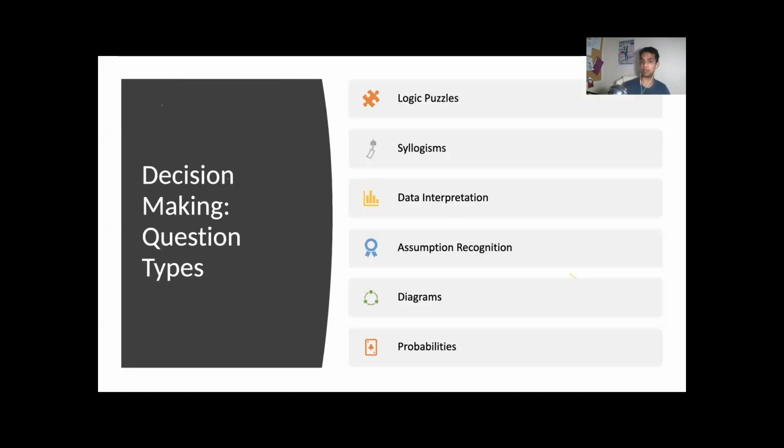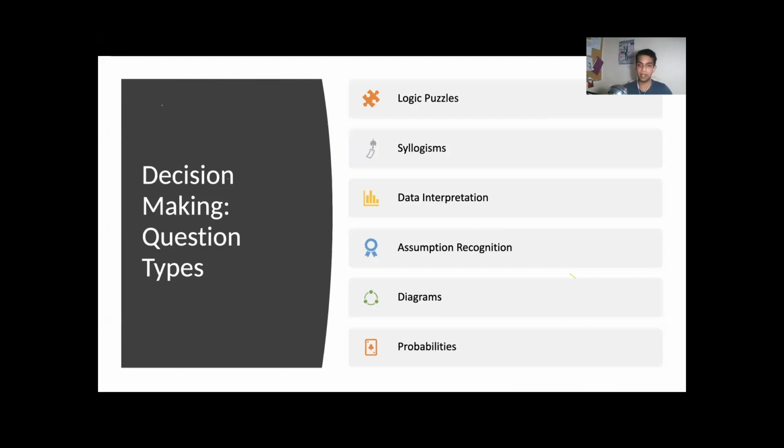Moving on to types. These are the rough types of decision-making questions available. Logic puzzles: you'll be given some sort of logical argument or scenario where you'll have to find if a certain outcome is correct or not. Syllogisms are where an example would be if some x is y, not all y is z, what is x? Is z part of y or x, etc. But instead of using letters, they'll be using different random words.